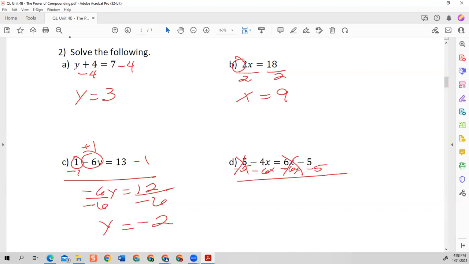So it's like saying you're in the hole $4. You spent 6 more. So now you're in the hole a grand total of $10. You're in the hole $5. You spent 5 more. You're in the hole a grand total of 10. And now let's divide by this negative 10 to get a positive 1 coefficient on x. Negative divided by negative is positive. 10 goes into 10 once, and that's my answer.